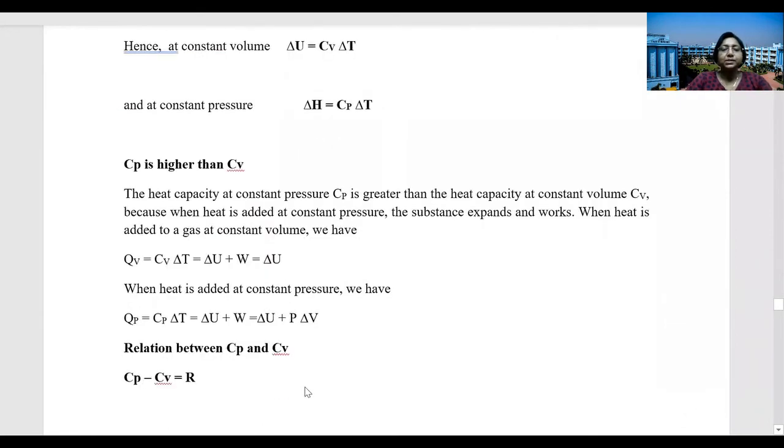Cp minus Cv, if we write the expression, we can derive that it is equal to R. R is the universal constant, and it is greater than 0, so we can write that Cp is greater than Cv. So Cp is higher than Cv as R is a positive value.